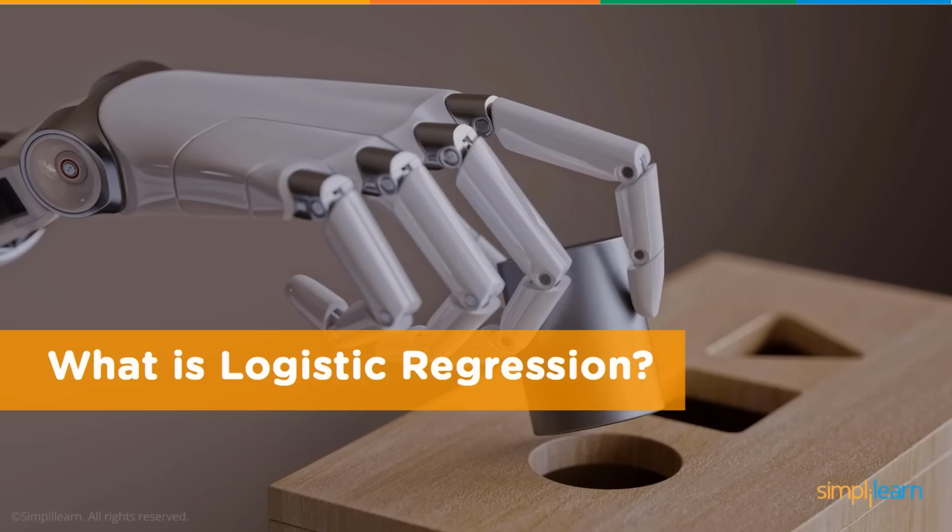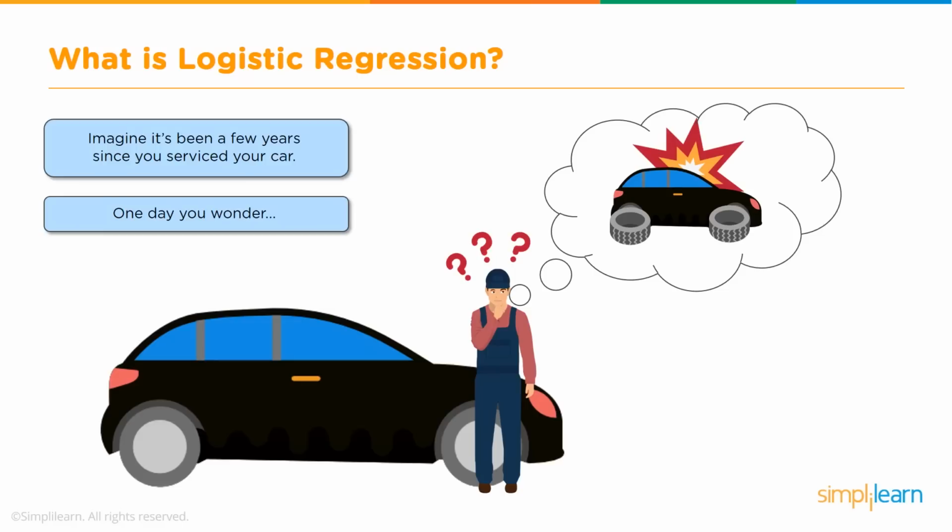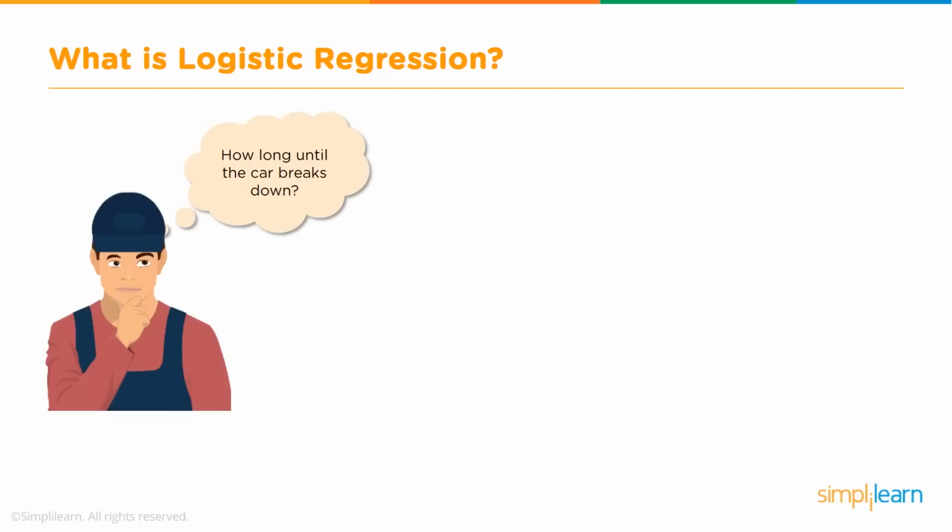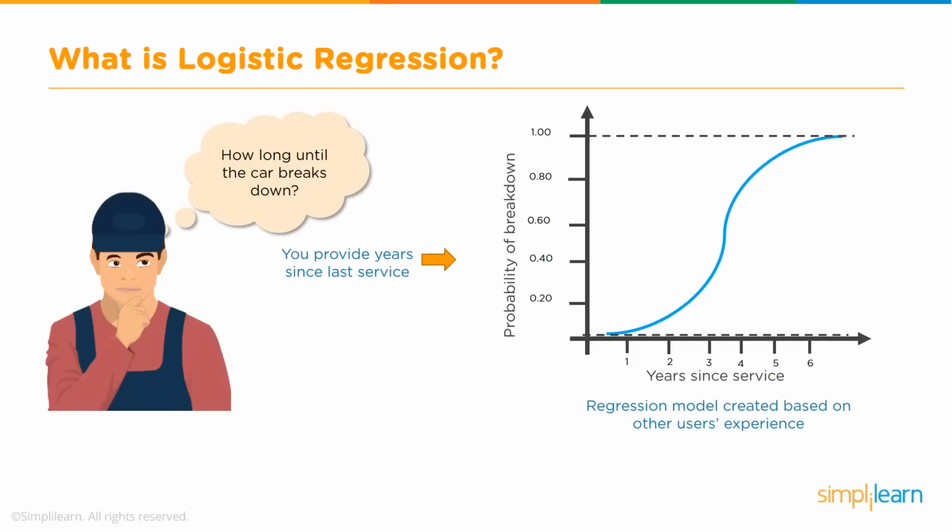Alright, what is logistic regression? As I mentioned earlier, logistic regression is an algorithm for performing binary classification. So let's take an example and see how this works. Let's say your car has not been serviced for quite a few years, and now you want to find out if it is going to break down in the near future. So this is like a classification problem. Find out whether your car will break down or not. So how are we going to perform this classification? Here's how it looks.